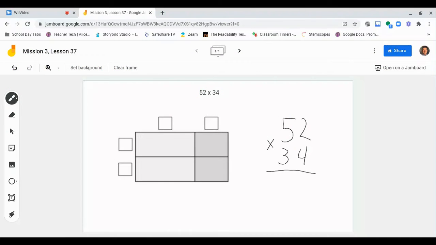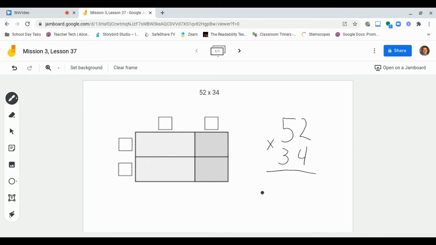So let's take a look at an example and we'll solve it both ways. If we're given the equation 52 times 34, and we're asked to find the product, we're going to look at it 2 different ways. We're going to look at it using the area model way, and then we're also going to look at it using the standard algorithm way, the old-fashioned way that your parents probably did it as well.